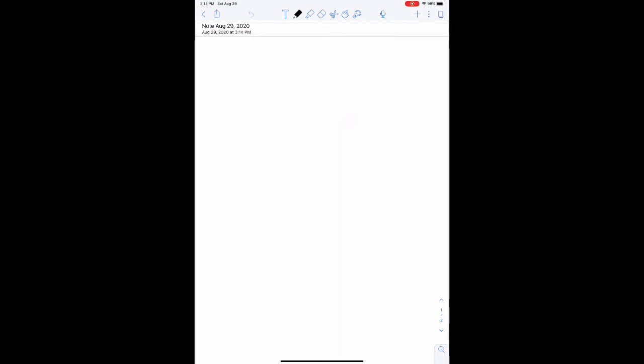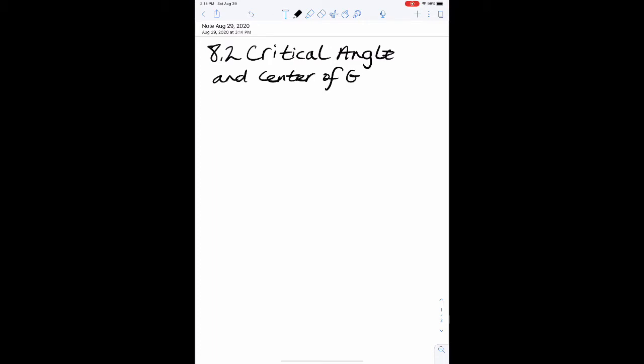Okay, so I want to give a little mini lecture here about 8.2 and critical angle, and center of gravity. So the basic idea with this is that when you have an object and you want to know when it's going to tip over.